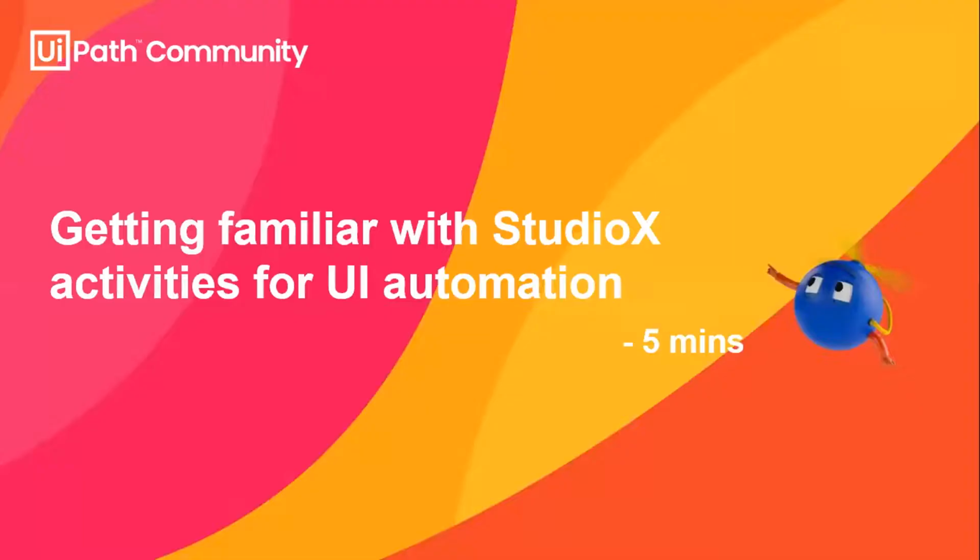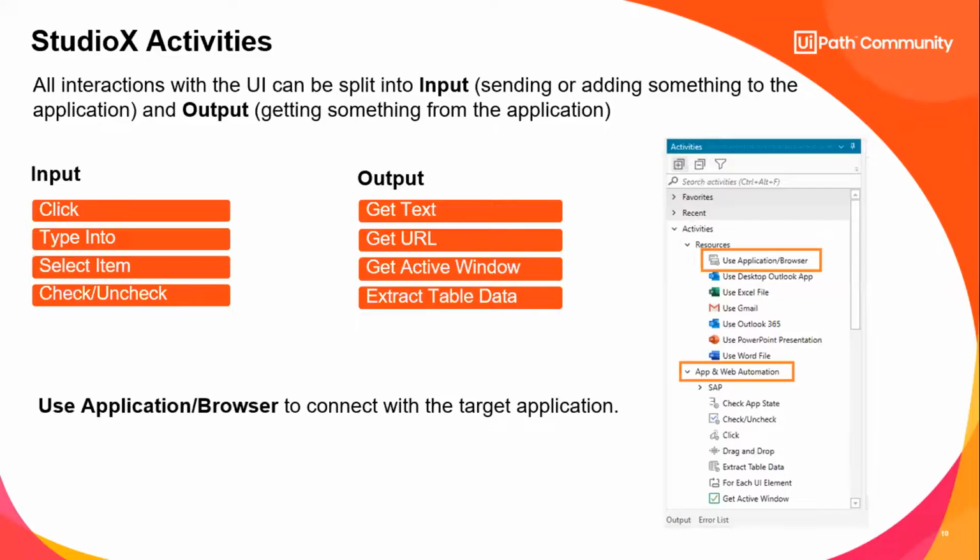So let's jump in and see how StudioX helps you to automate these actions with the help of the activities that it gives you. Now you can see all interactions with UI can be split into two categories. One is input and the other one is the output category, right?